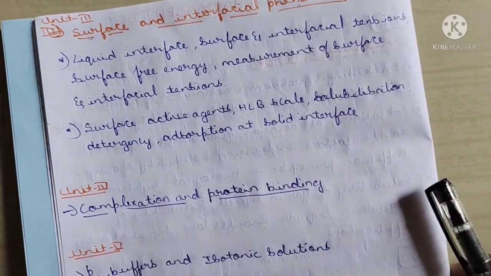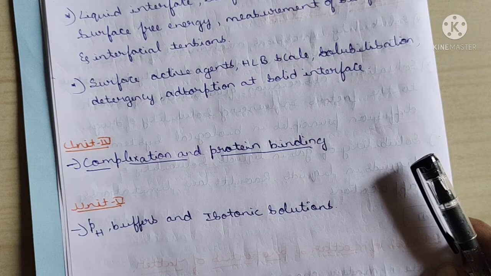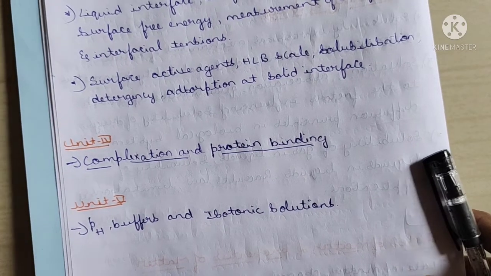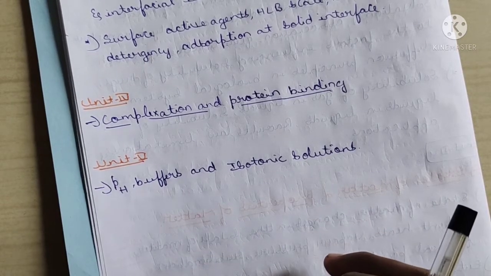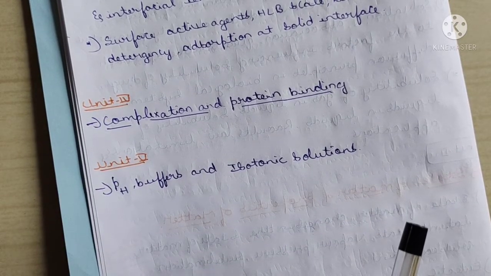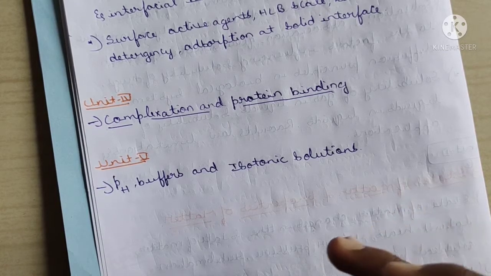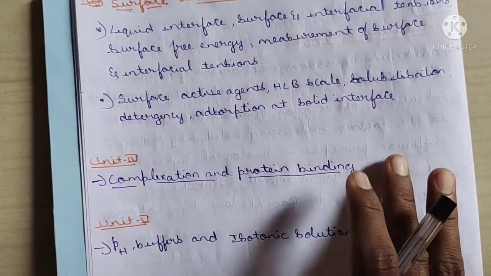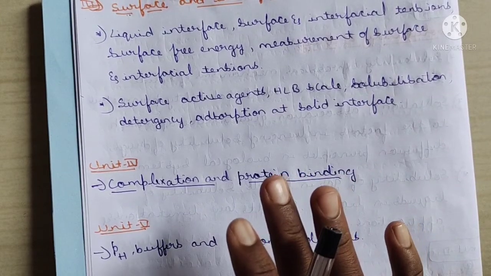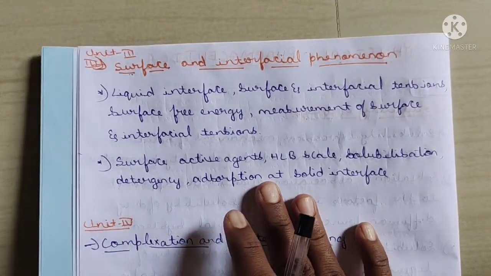Let's move to the fourth unit. In the fourth unit, we will come across complexation and protein binding, and in the fifth unit, very important, we will study pH, buffers and isotonic solutions. pH of the solutions, buffers, how to maintain the pH, meaning if the pH is high or if the pH is low, how we can maintain it by adding some buffers, and isotonic solutions. These are the 5 important units in your physical pharmaceutics. Got it?